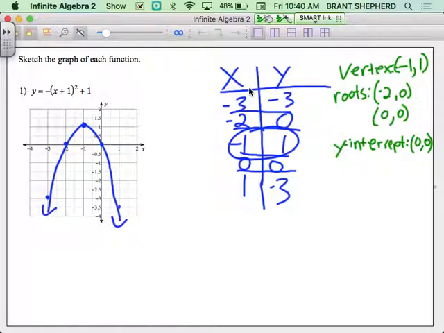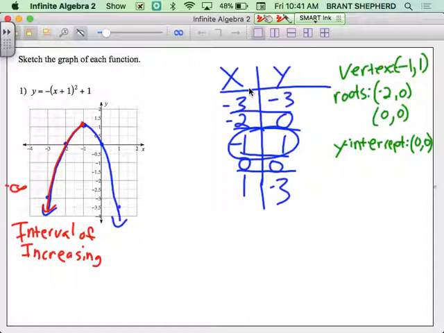I can see that I have an interval of increasing. And that interval of increasing happens right there. And so it starts back here at negative infinity, because I can't really see where it starts, so that means it starts at negative infinity. And then it goes all the way up until it gets to an x of negative 1. So my interval is from negative infinity to negative 1, my interval of increasing.